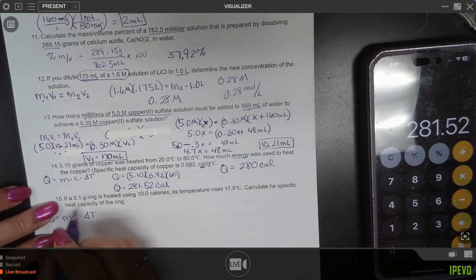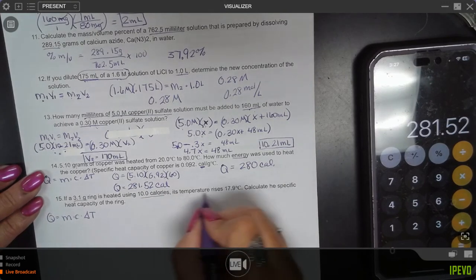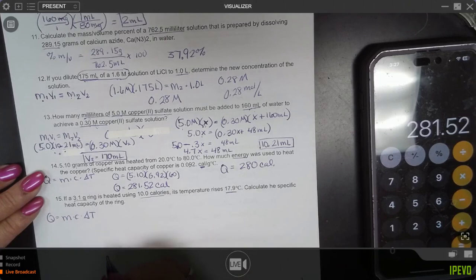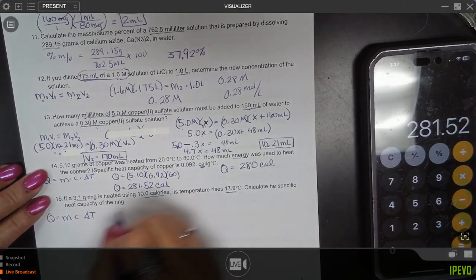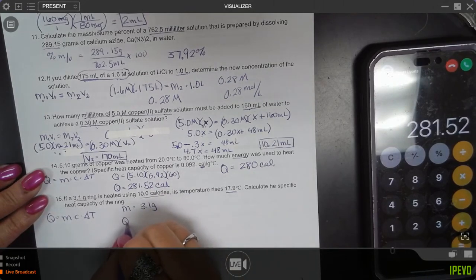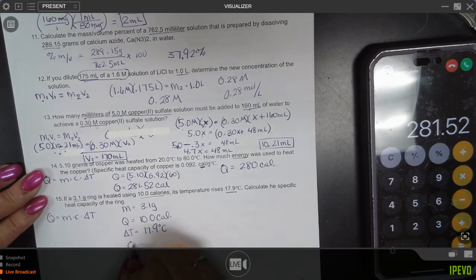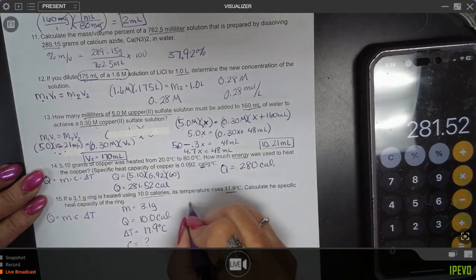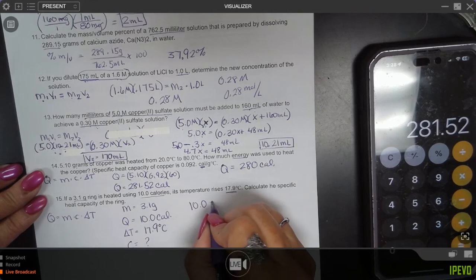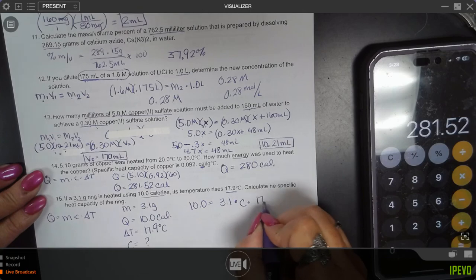All right. One more, and this again is another Q equals MC delta T. If a 3.1 gram ring is heated using 10 calories and its temperature rises 17.9 degrees, calculate the specific heat. Okay, so our mass is 3.1 grams. Q, it's telling us that we use 10 calories. It's telling us the delta T. Delta T is 17.9 degrees Celsius. And then we need to calculate C. Okay, so Q, 10.0, is equal to 3.1 times C times 17.9.